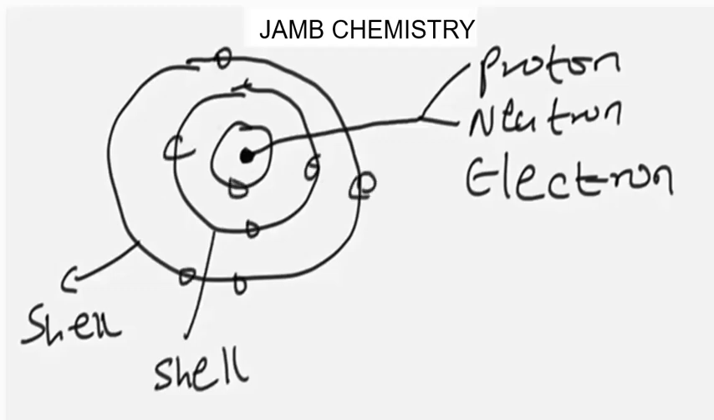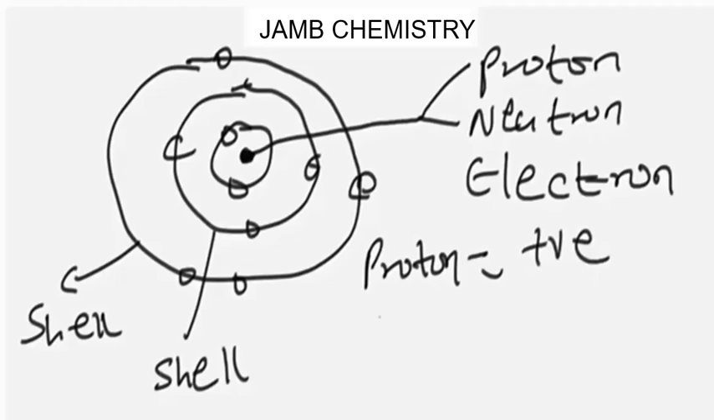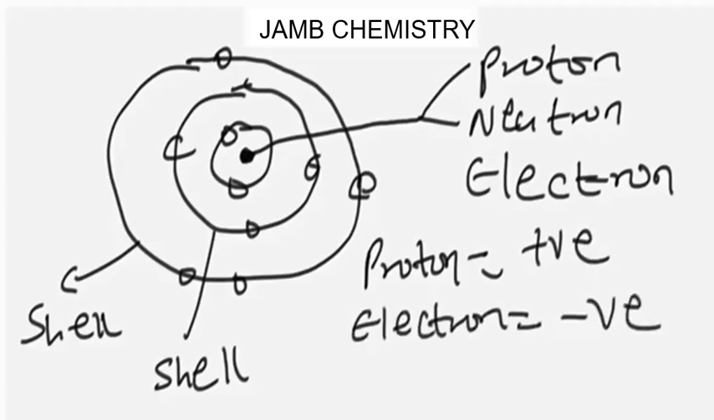So these are electrons. Okay, note again that the proton is positively charged, whereas the electron is negatively charged, whereas the neutron has no charge.